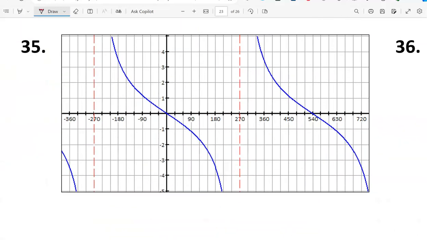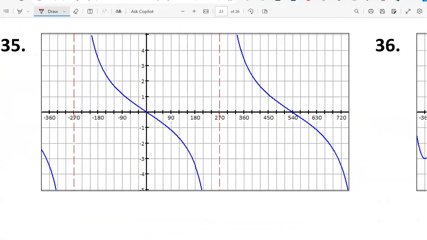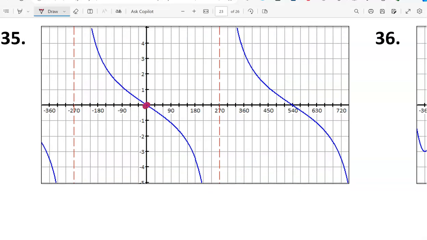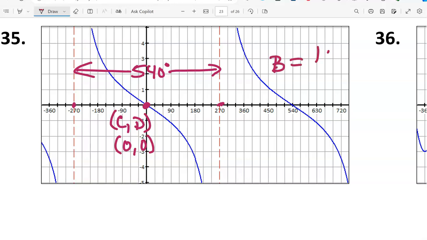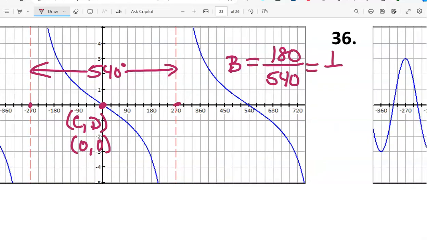All right, let's take a look at number 35. For number 35, we obviously have a tangent function here. Our new origin is the old origin because that's exactly halfway in between those asymptotes. And so our C comma D is 0, 0. And the length of one full cycle is 540 degrees. So if the length of one full cycle is 540 degrees, then our B value is equal to 180, because remember we're working with tangent, divided by 540, and so that's going to reduce to 1/3.